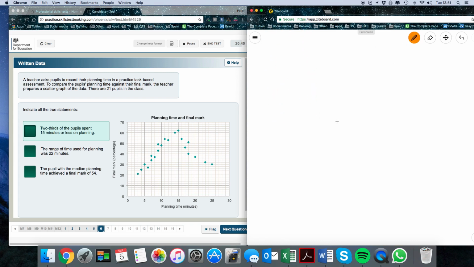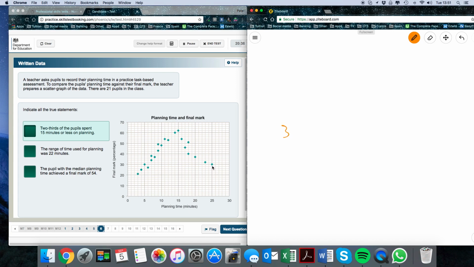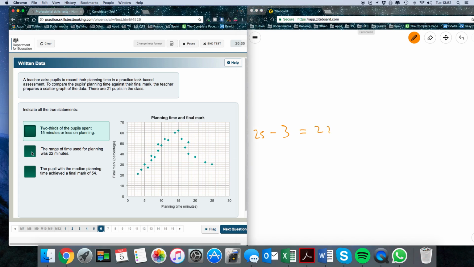Oh sorry, I've got to do the second statement. The second statement is range. So range for planning, this one here is the lowest, that's a 3. This one here is the highest, which is 25, and we subtract them to get 22. That's also a true statement.